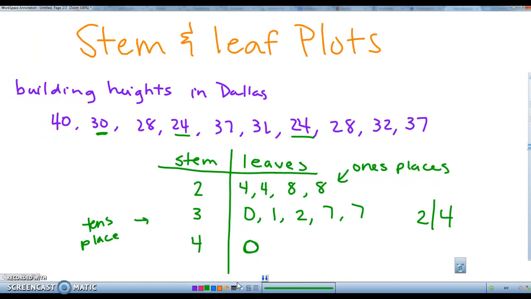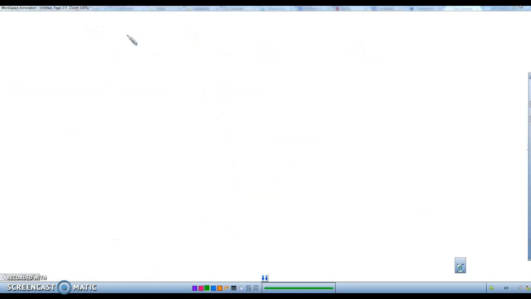So this kind of just helps organize our data and look at it in a different light, especially if I'm looking at how slightly different things are. The ones column gives me a better look at that than maybe the tens. So stem and leaf is another kind of plot.